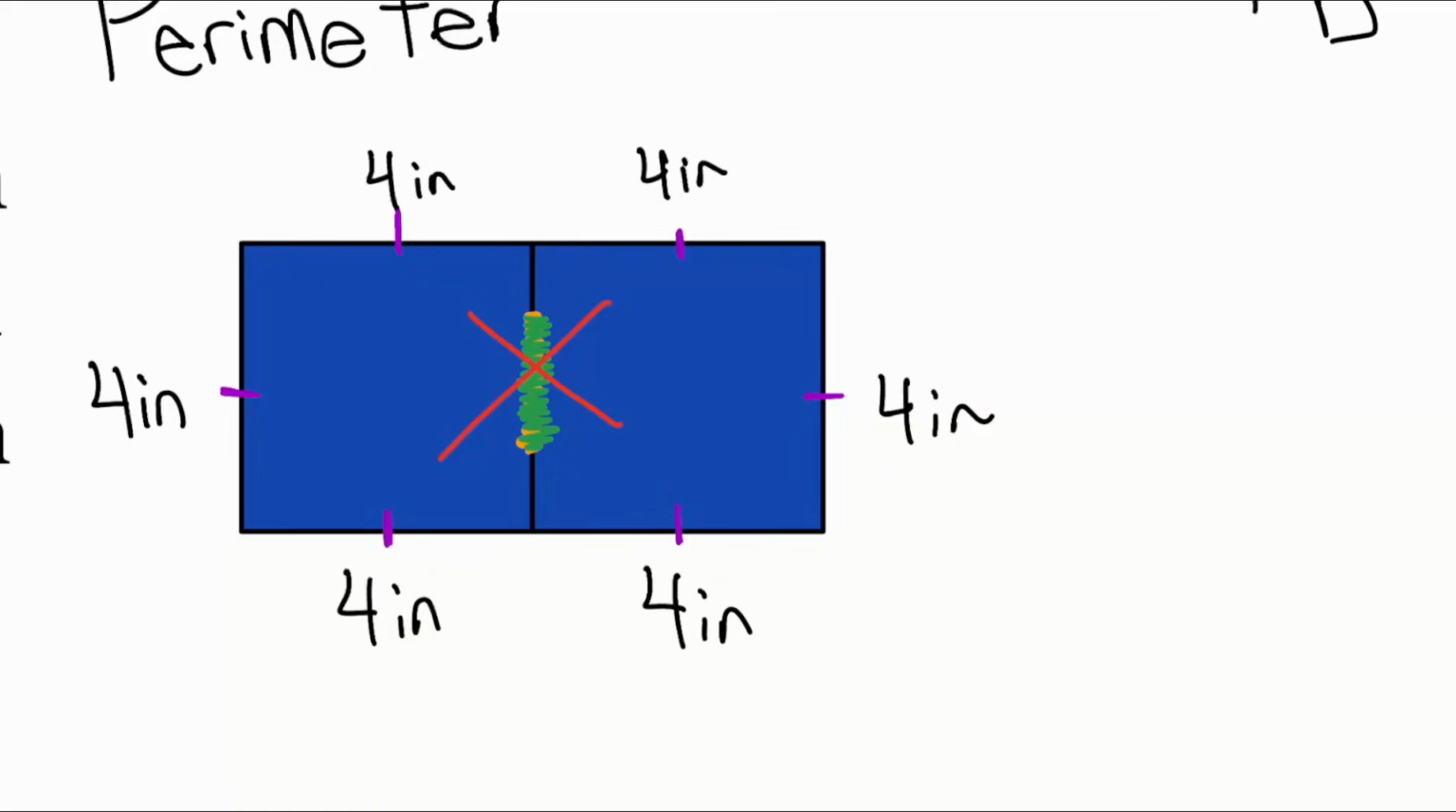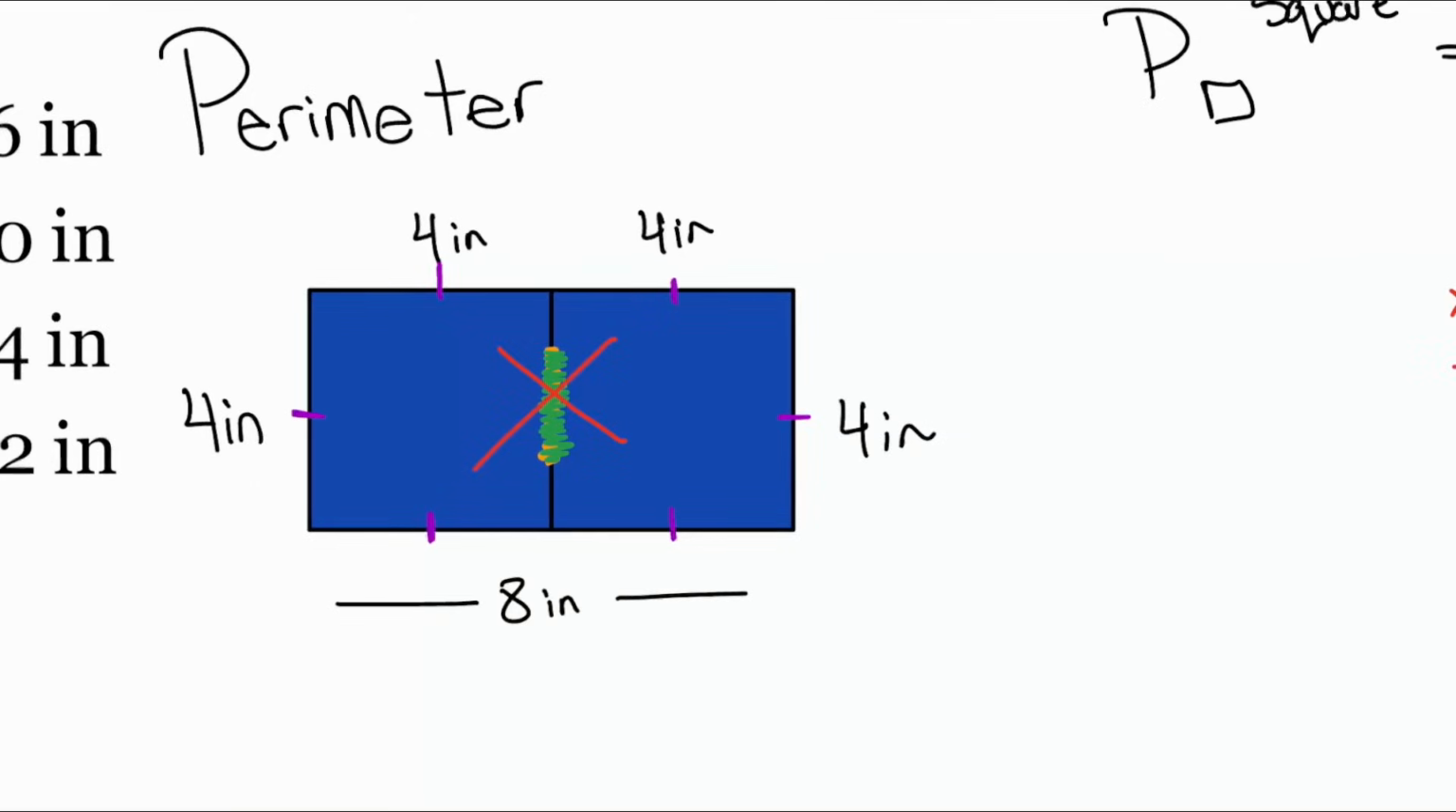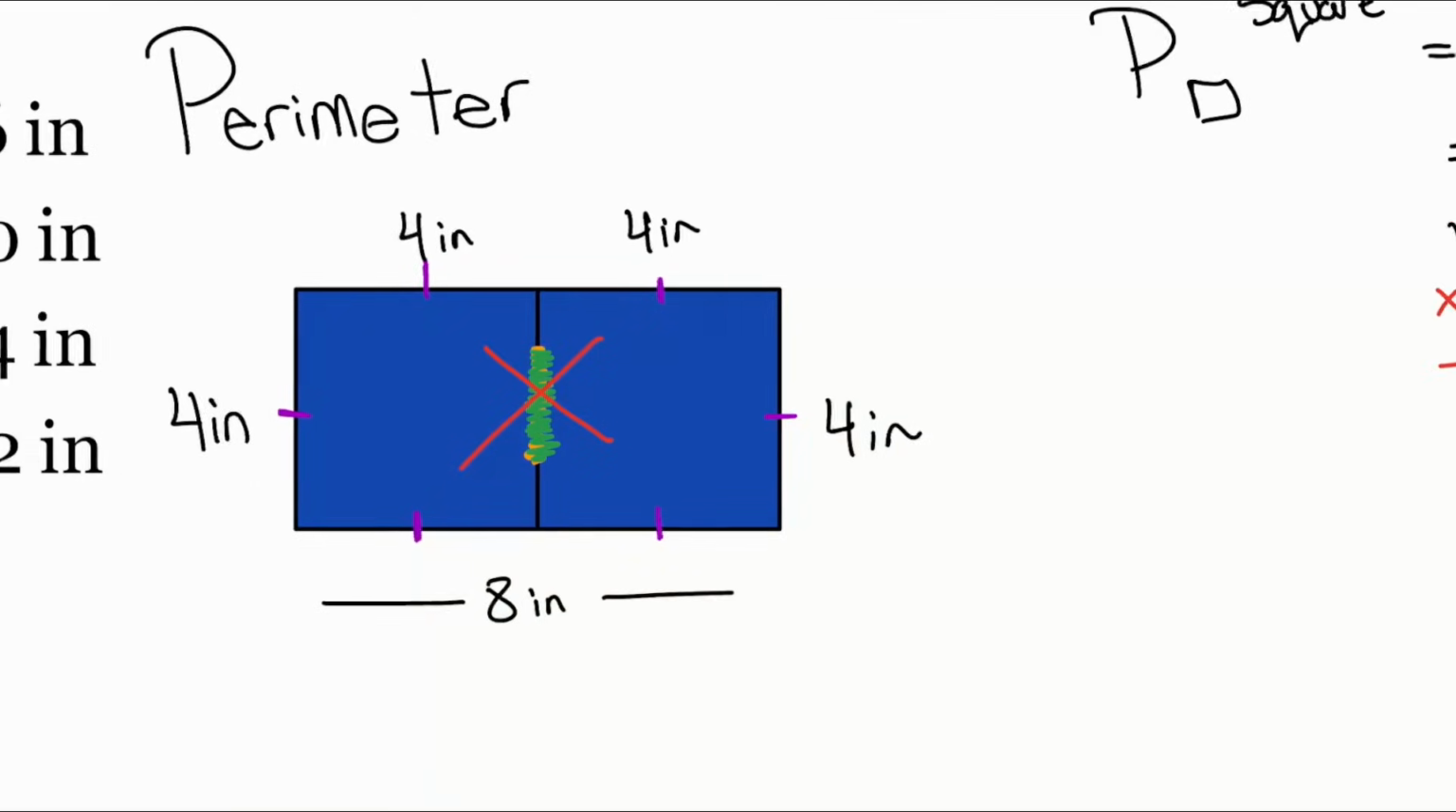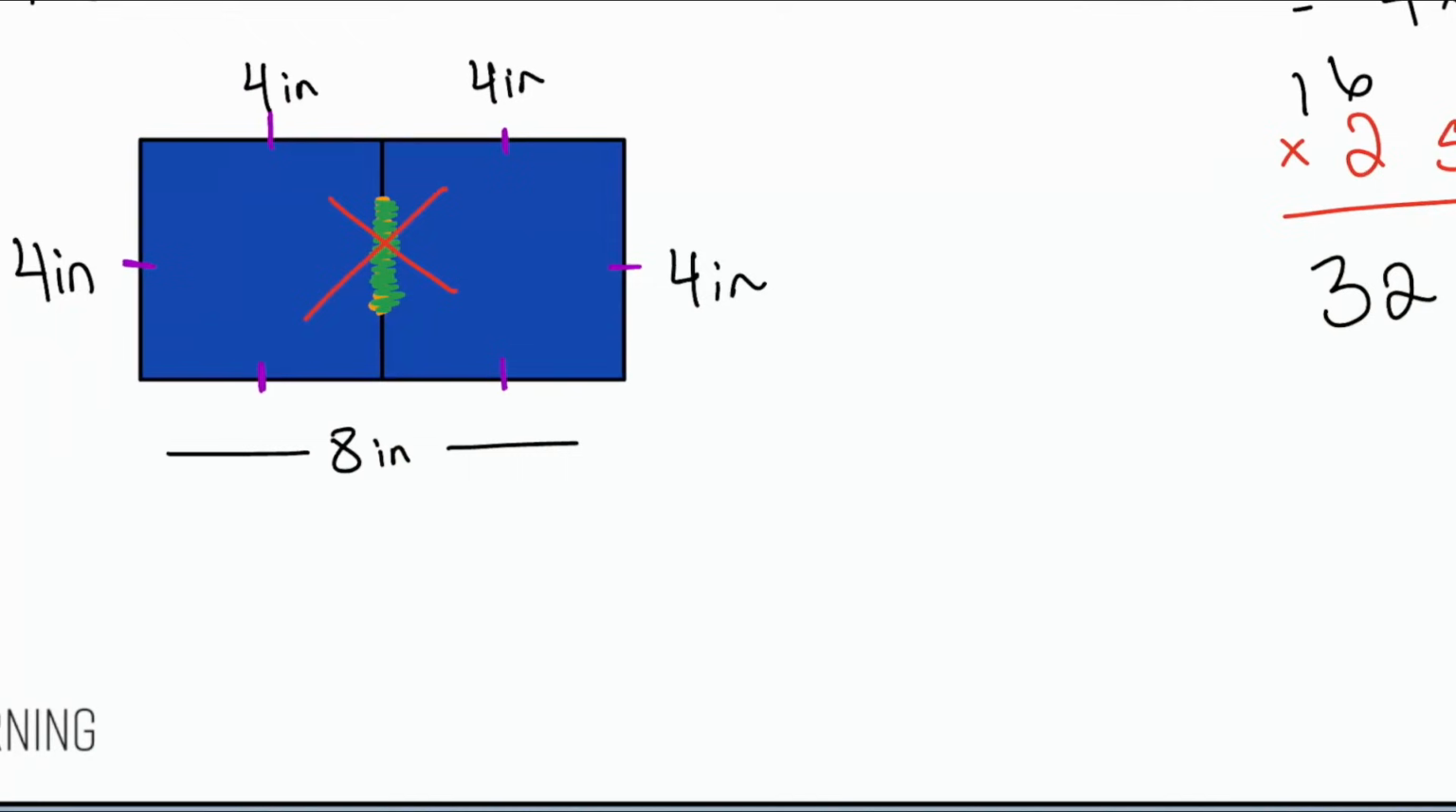Everybody, quick question. 4 inches plus 4 inches is going to give me what? Yeah, that's going to give me 8 inches. So if I count that right there on the bottom, that's 8 inches for the length, 4 inches for the width. And if you really want to feel safe and secure here, for sure, you can go ahead and use the perimeter of a rectangle formula. Double the length plus double the width.